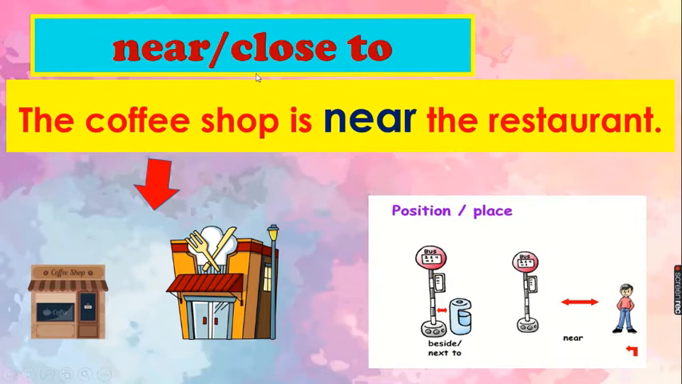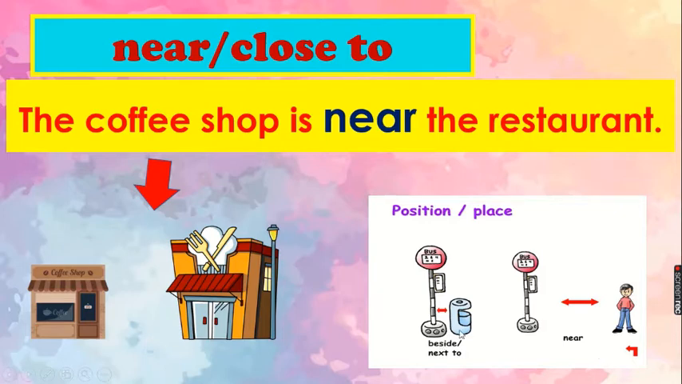Okay, or we can also say, let's use the word close to. The coffee shop is close to the restaurant. Can you say that again? 1, 2, go. The coffee shop is close to the restaurant. Good one. Also, here's a picture that explains when to use beside or next to, and also the word near.